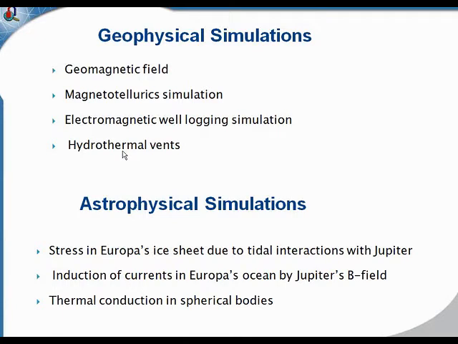Then we'll look at hydrothermal vents roughly 2 kilometers below the ocean surface, and this will be a steady state heat transfer simulation. The astrophysical simulations look at the Jovian system, where we're simulating stresses in Europa's ice sheet due to tidal interactions with Jupiter. Then we'll look at induction of currents in Europa's ocean by Jupiter's magnetic field. And finally, we'll look at thermal conduction in spherical bodies, small asteroids, and objects that have axial symmetry, spherical symmetry.